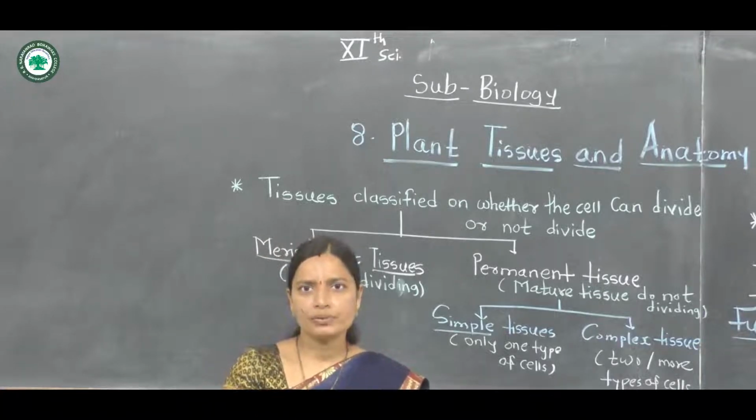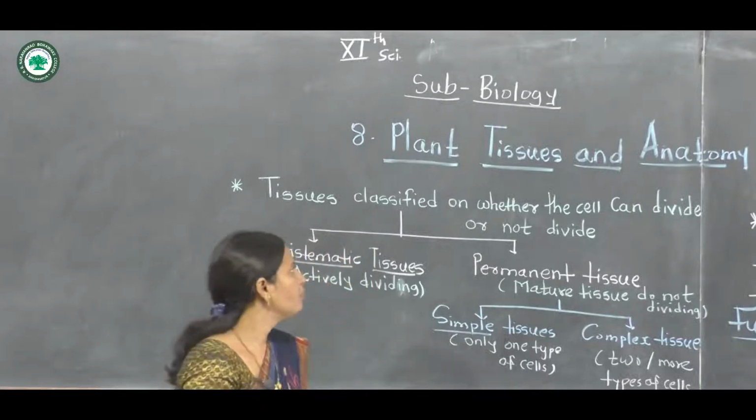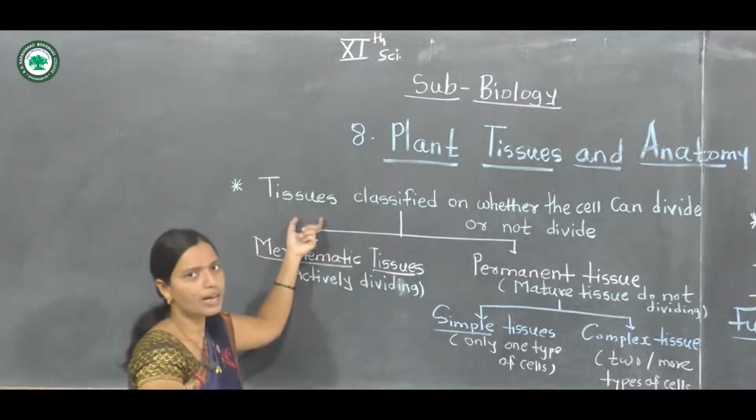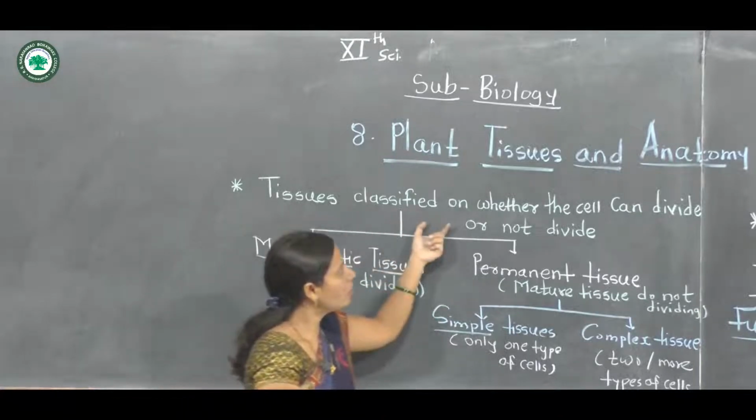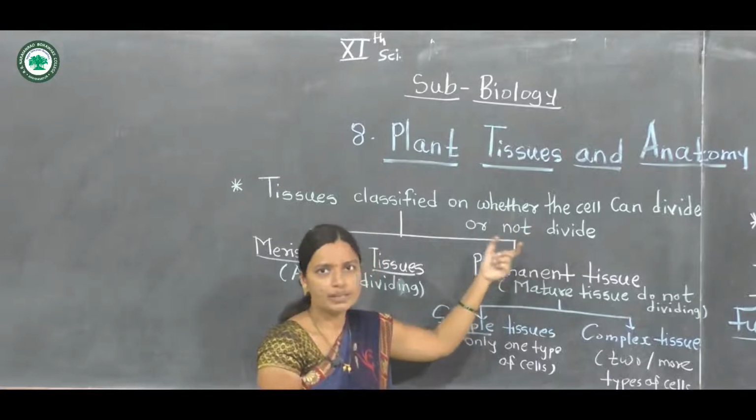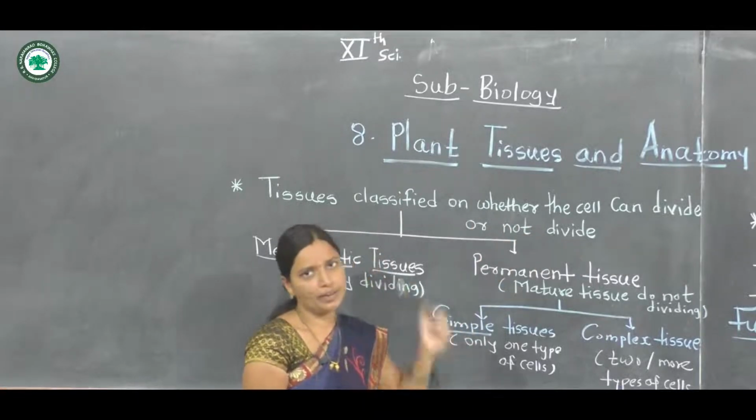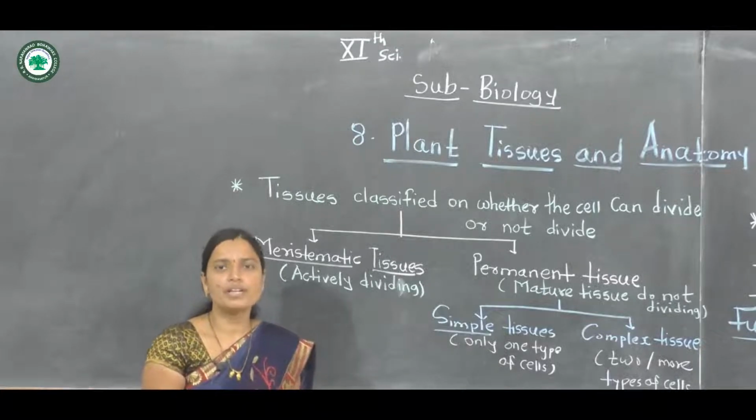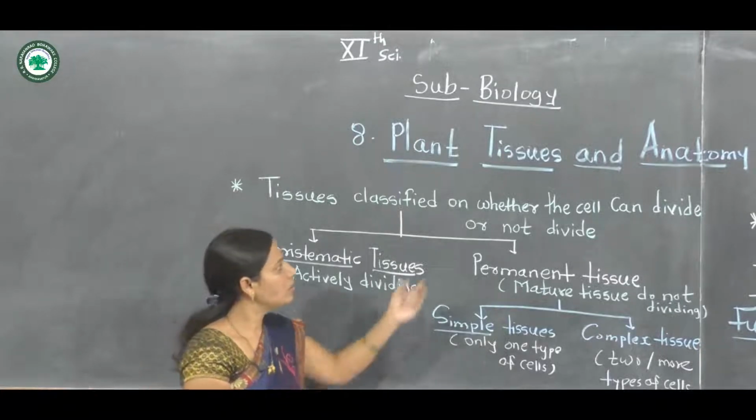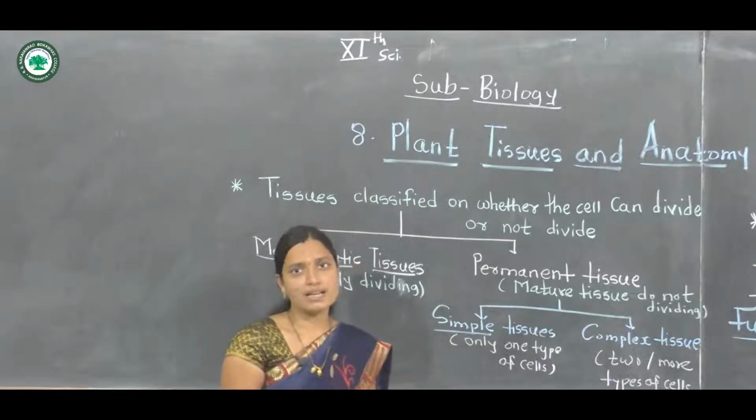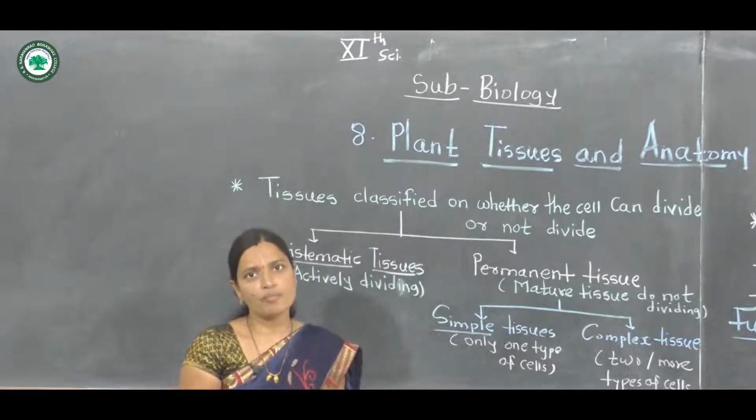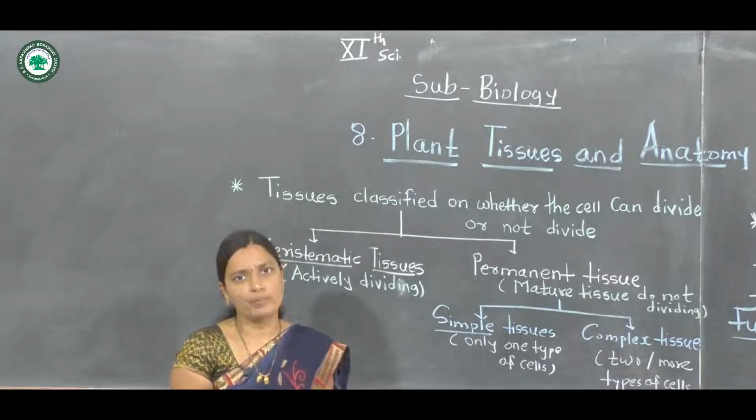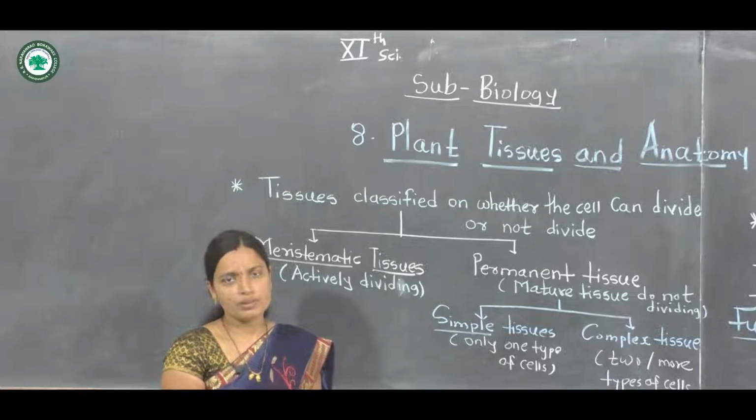Now in this video we shall discuss the permanent tissues. These tissues are classified on whether the cells can divide or not. Some cells are formed but they do not divide, which means they are permanently found in the plant body. And there are two types of tissues.